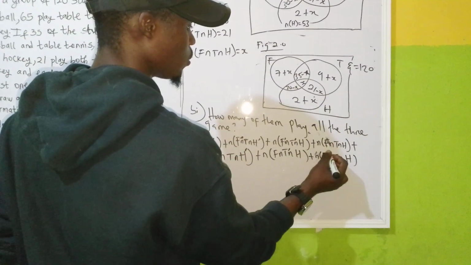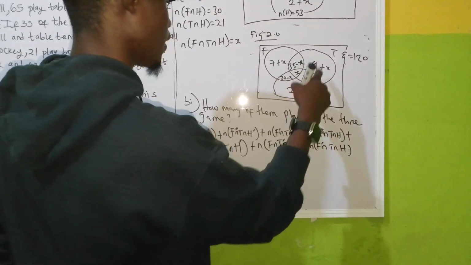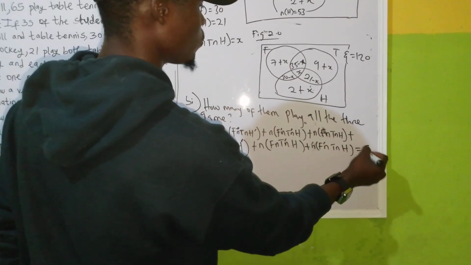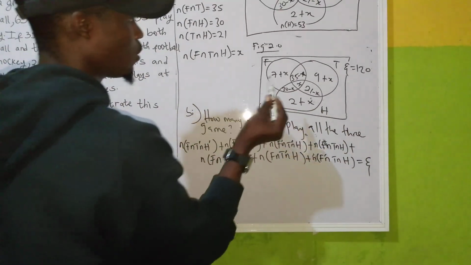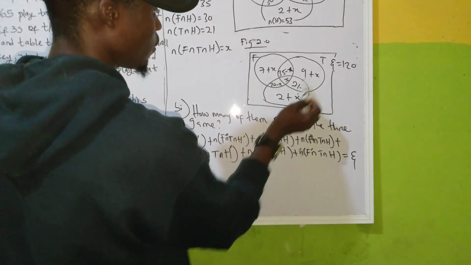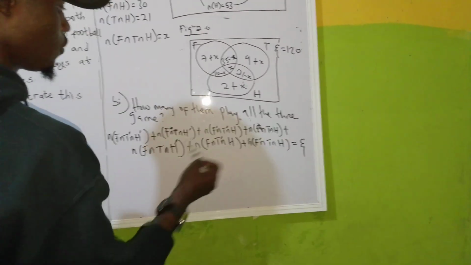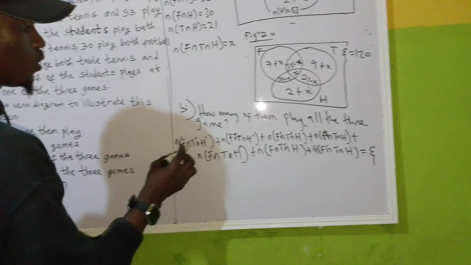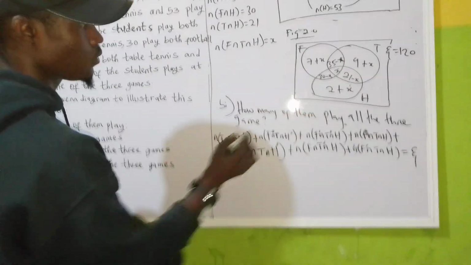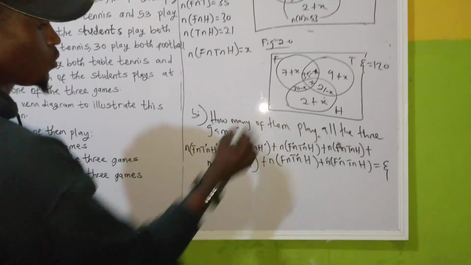Hockey and table tennis, so this one will carry prime. We have added all of these, and everything will equal the universal set. Let's see: 1, 2, 3, 4, 5, 6, 7. Alright, so what do we have for exactly football?